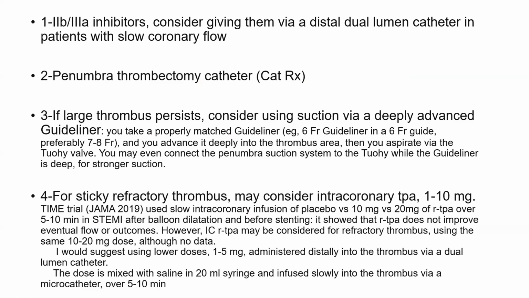So again, this is a summary of the 4 major ideas about how to deal with heavy thrombus burden: local 2B3A inhibitors via local catheter; Penumbra thrombectomy catheter with its potent suction system, but that tends to be the less effective system because of the small caliber of the thrombectomy Penumbra catheter. The third idea is deep guide liner attached to the suction system of the Penumbra. The fourth idea is local thrombolytics, TPA, via a dual lumen catheter, typically 1 to 5 milligrams.